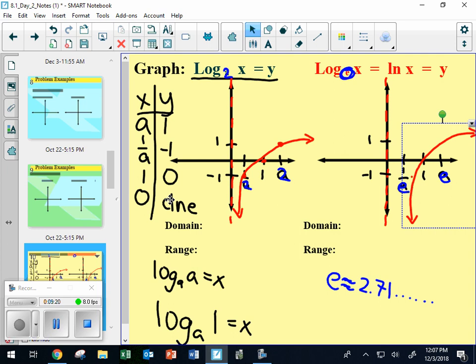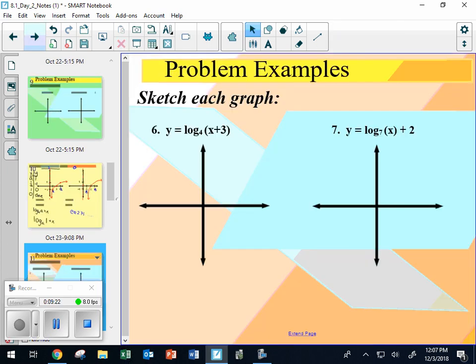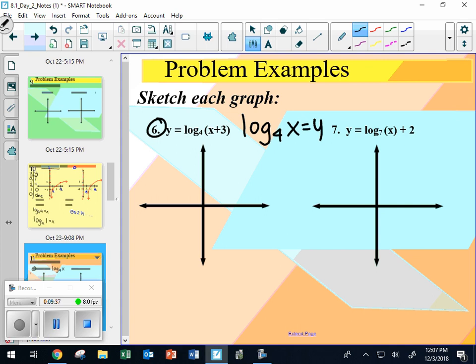What I would like you to do now, on this graph here, don't plot this yet. Just plot, if I wanted log base 4 of x is equal to y, how could you plot that on this graph here? I'll give you a few moments to work on this. If you are stuck, ask the people around you to help.